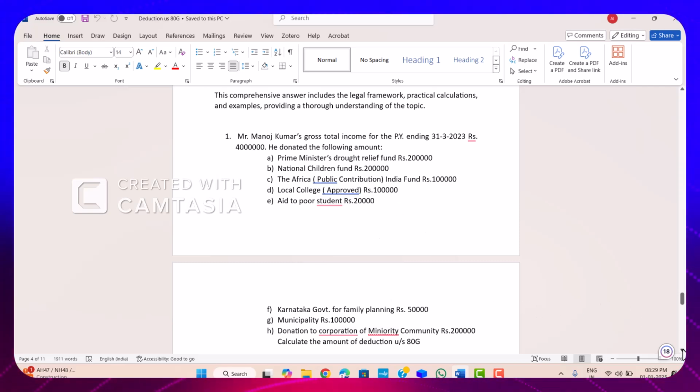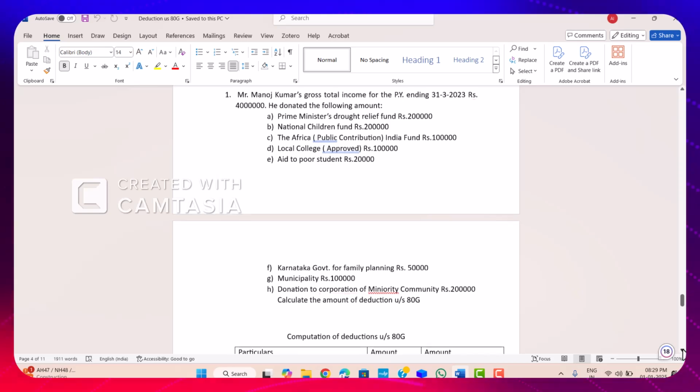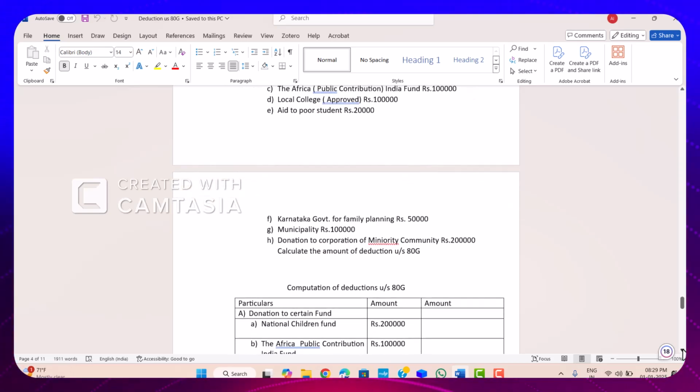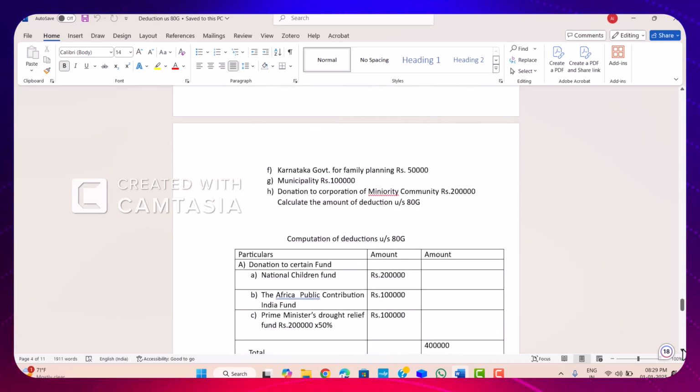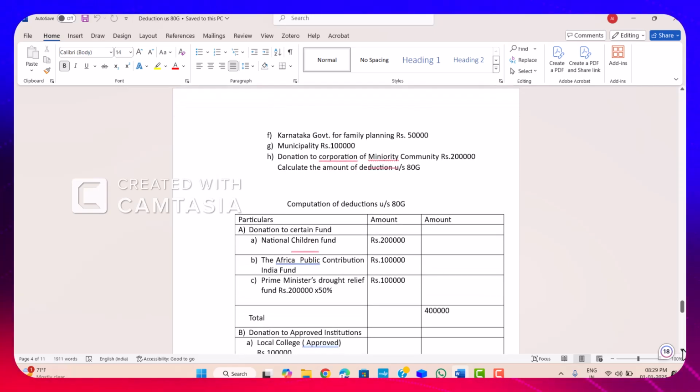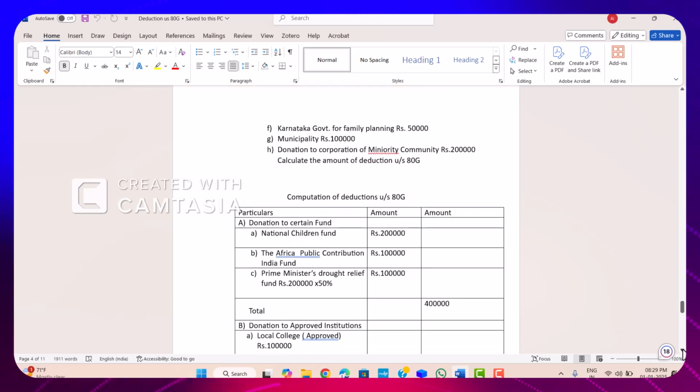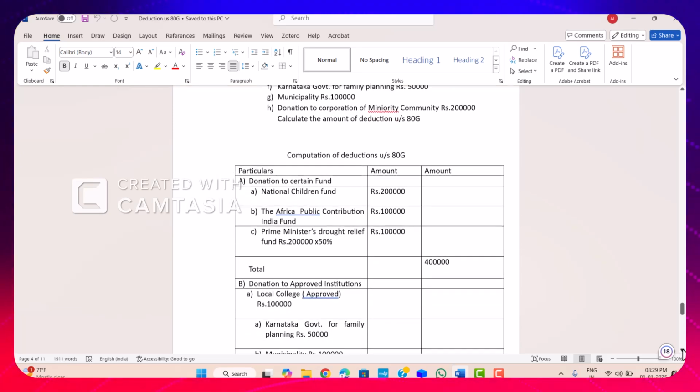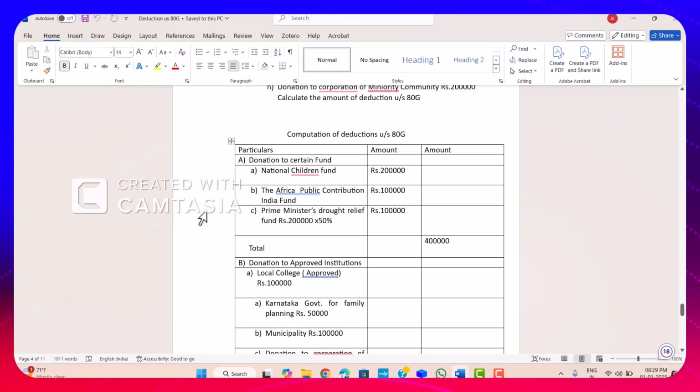Karnataka government for family planning, it is 50,000. It comes under donation to the approved institution. Municipality, you give 1 lakh, that comes under the approved institution. Donation to the corporation of minority community, you give 2 lakh, that comes under the approved institution. Now I have solved this problem here. See, we have two particulars: donation to certain fund and donation to the approved institution.